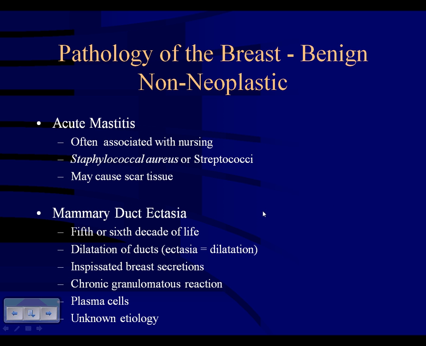Now, first of all, we're going to start with the benign non-neoplastic conditions, and then we're going to do the benign neoplasms. Probably one of the most common non-neoplastic conditions is fibrocystic change, actually probably the most common abnormality seen in the breast. It's benign, it's non-neoplastic, okay? So it's one of the most common that we see. Probably second to that is mastitis. And this occurs often in the postpartum period associated with lactation.